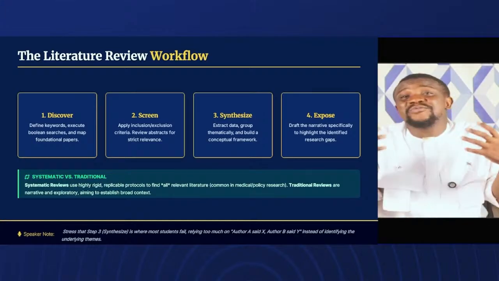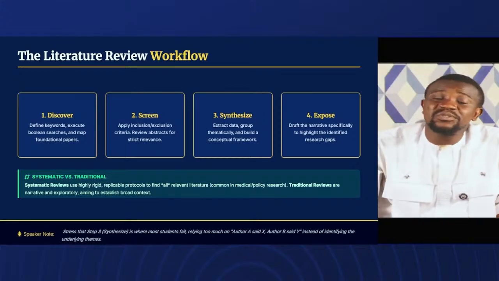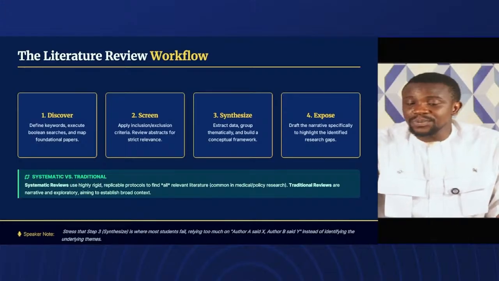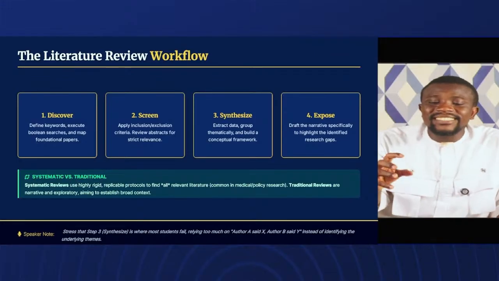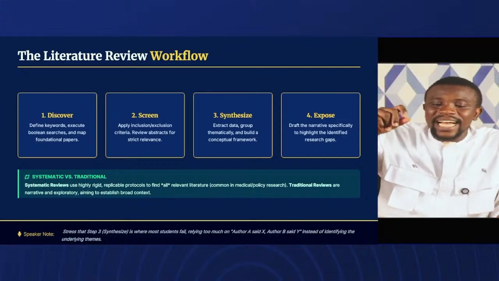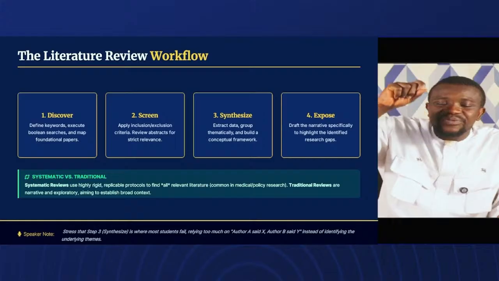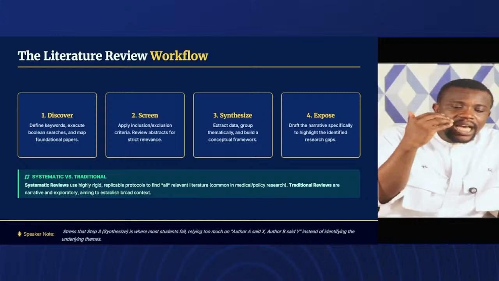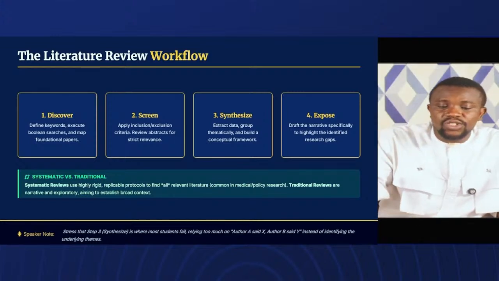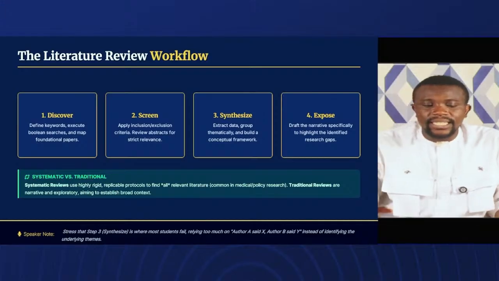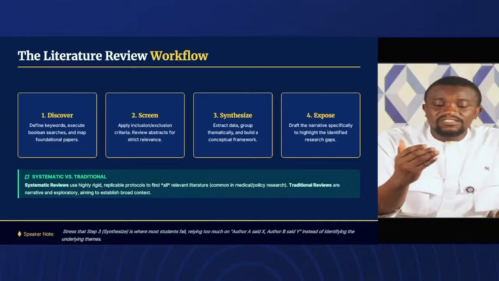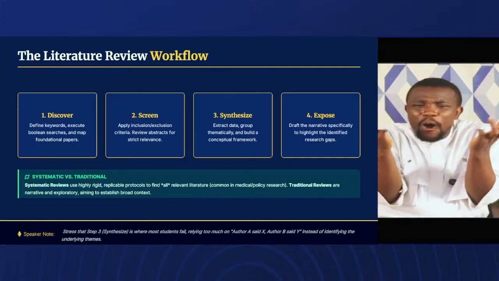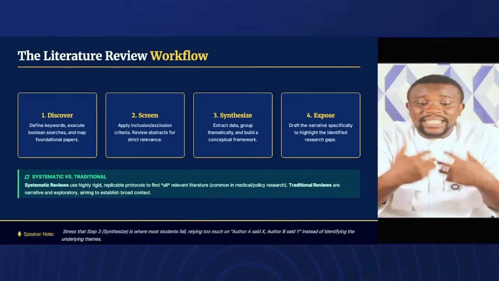What is the specific framework? And please note, you don't have to start from the ground. AI can actually help you to build a conceptual framework. And the last but not the least is expose. Draft the narrative that specifically highlights the identified research gap. And please understand that there is a difference between systematic literature review and traditional literature review. What is systematic? Systematic uses a highly rigid, replicable protocol to find all common relevant literature that is specific to you.